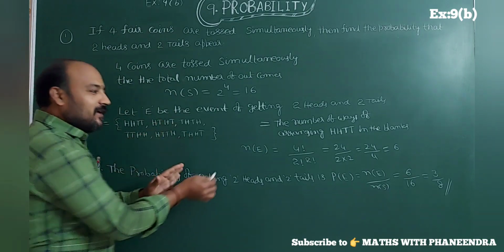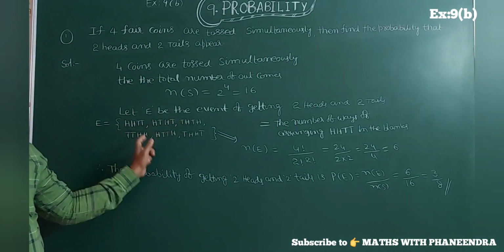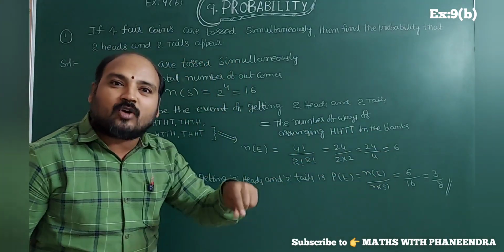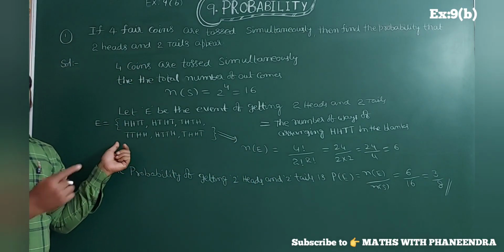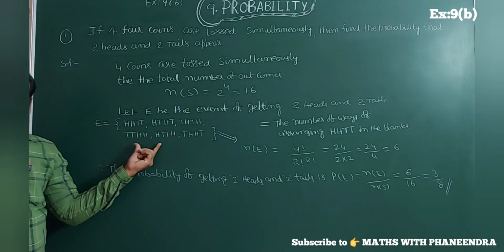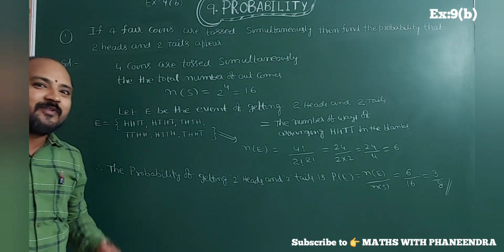I hope you understand how we are getting this. This indicates that n of E is equal to 6 possibilities. Here, by using permutations and combinations, we got it. Using probability, out of 16 possibilities, these are the favorable possibilities. I hope you understand that. We'll move on to the next question.